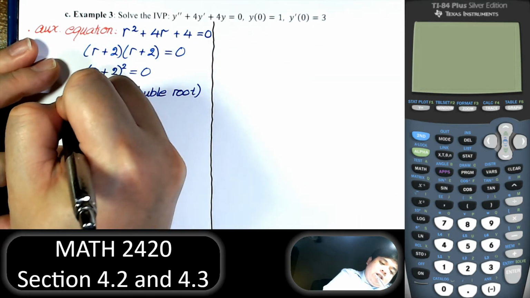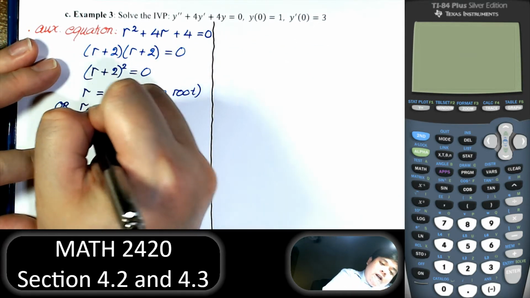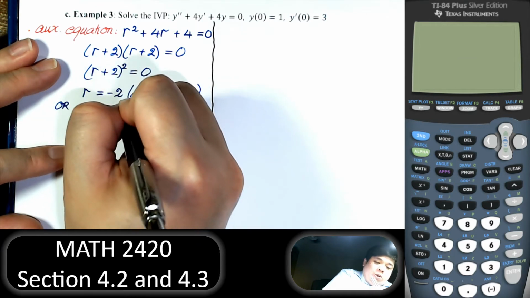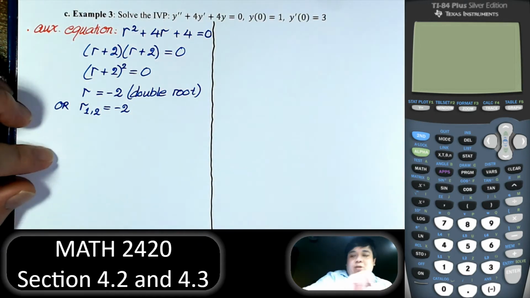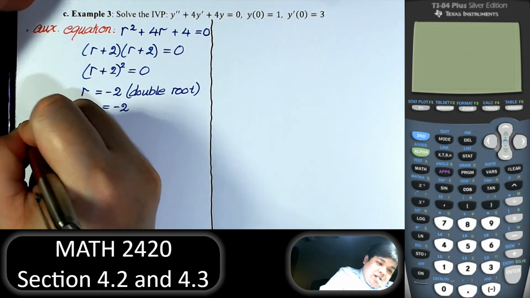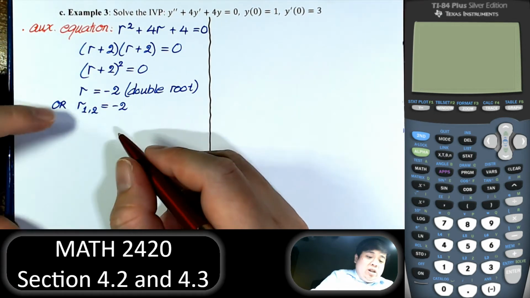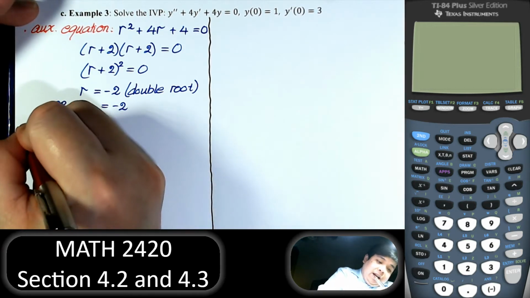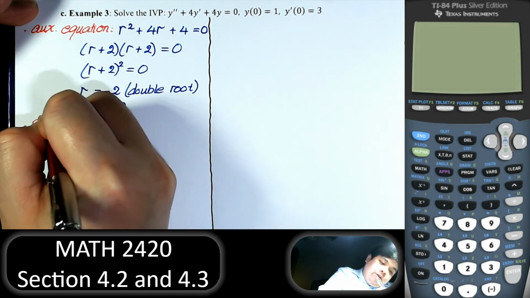Or we will write this as r1 and r2 is equal to negative 2. So that is the solution. That is the auxiliary equation and the solution. Now we go to the solution to the differential equation.